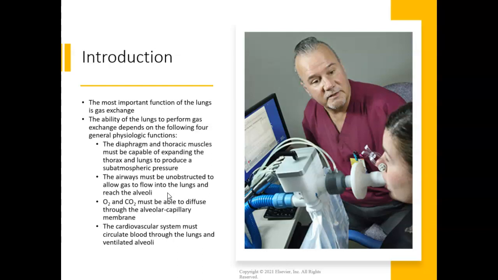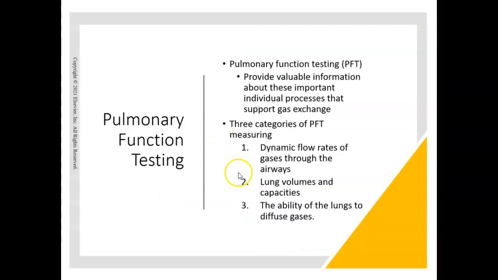All right, and then finally, the last thing that has to happen is you have to have the cardiovascular system and perfusion of blood through the lungs and the ventilated alveoli, because gas exchange can't occur unless there's blood coming to those ventilated alveoli. All right.